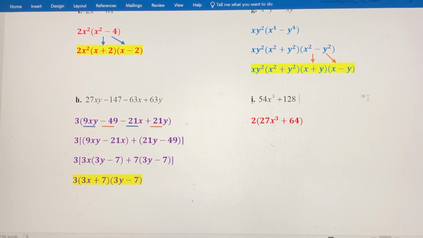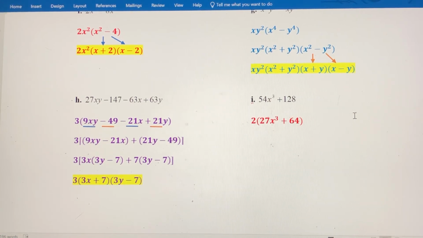So I'm going to divide both those by 2, and I'm going to hope that a difference or sum of cubes is left over. So when I divide 54x cubed by 2, I get 27x cubed. Well, that's fantastic. That's a perfect cube. Okay. 128 divided by 2 is 64. Okay. 64 is a perfect cube also. So this is great. I can factor this binomial using that pattern we learned in the previous video, the sum of cubes.